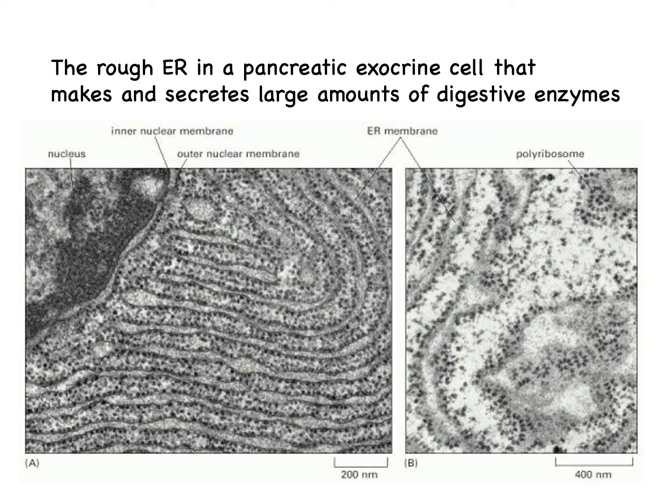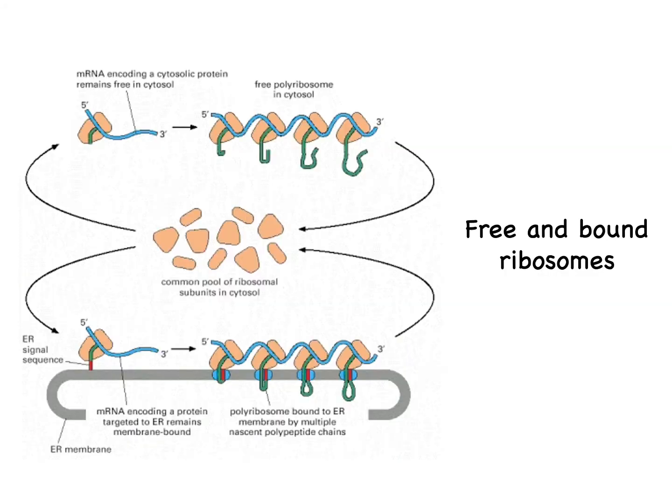So this is some pictures of the ER in a pancreatic cell that makes and secretes large amounts of digestive enzymes. And again, it's going to have a lot of rough ER because it's making a lot of protein that's ultimately going to be secreted out of the cell. So this is a basic mechanism of transport into the ER.